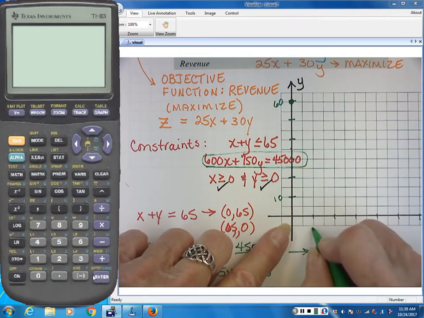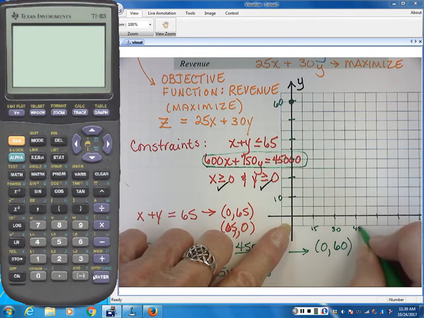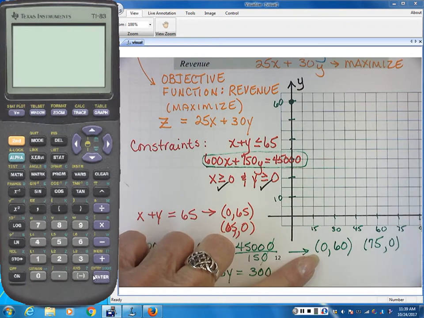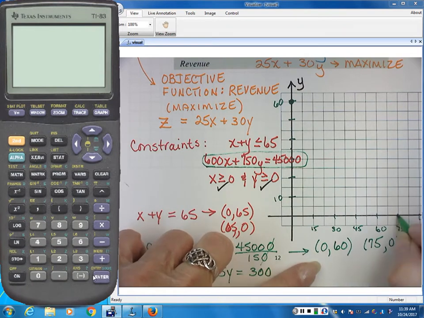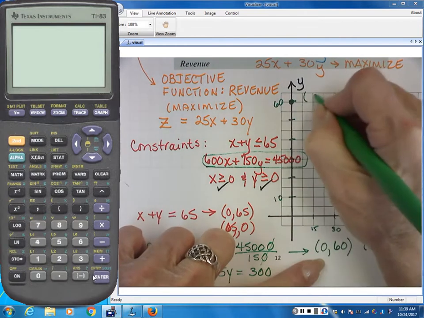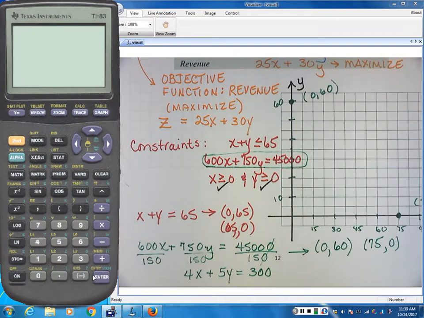So this is 15, 30, 45, 60, 75, 90. So here's 75, 0. And I'm going to draw my line.